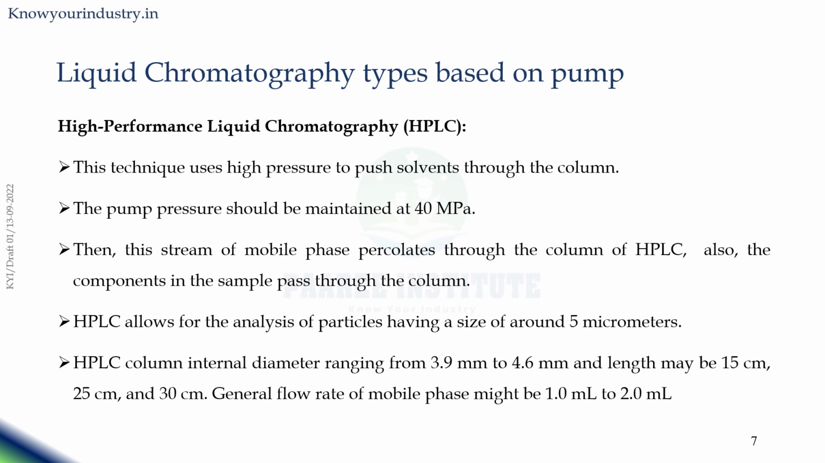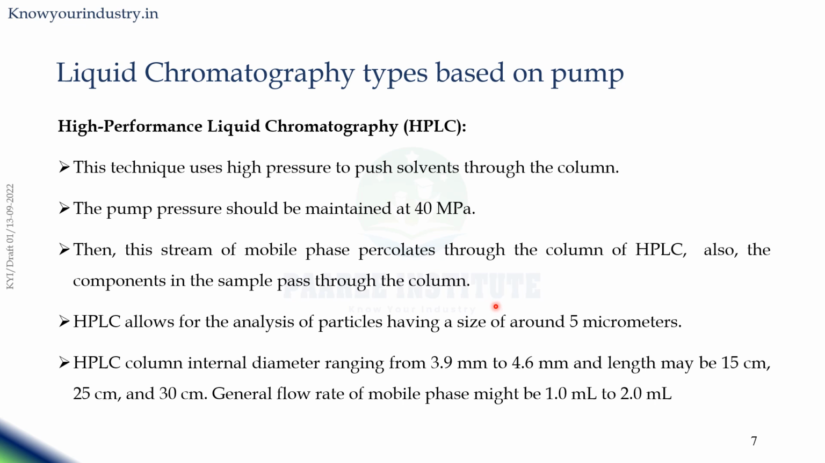In the case of high performance liquid chromatography, we use high pressure to push the solvents through the column. The pump pressure will be maintained at 40 megapascal. The stream of the mobile phase percolates through the column of the HPLC, and then the components of the sample pass through the column.